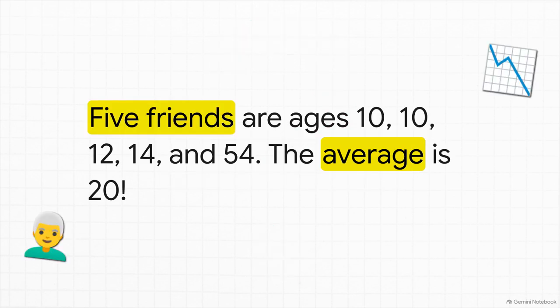Let's imagine you walk into a room with 5 friends. Their ages are 10, 10, 12, 14, and 54. Maybe a very old uncle is visiting. Now, if you calculate the arithmetic average by adding those ages up and dividing by 5, you get 20. But think about that number for a second. An average age of 20 represents literally nobody in that room. It perfectly proves that in everyday language, the word average is dangerously vague.